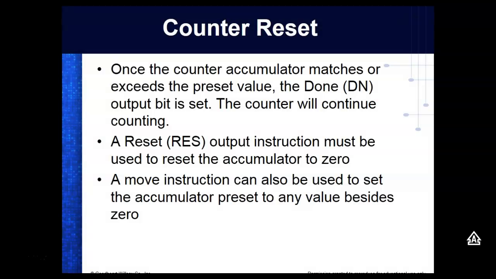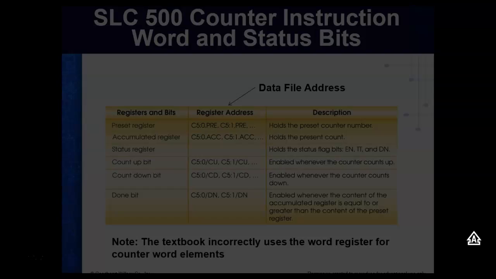So counter reset. Once the counter accumulator matches or exceeds the preset value, the done bit is set, and the counter will continue counting. So these counters, if they are counting and you have the preset value set to 10 and it hits 10, the done bit will go true, but the counter will keep counting. So the only way you're going to clear the accumulator on a counter is to reset it. Y'all understand that? Because we don't want to lose counts, right? So a reset output instruction must be used to reset the accumulator to 0. A move instruction can be used to set the accumulator preset to any value besides 0. So we can use that too.